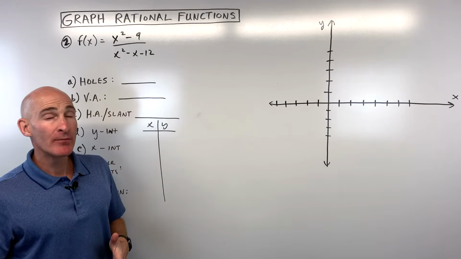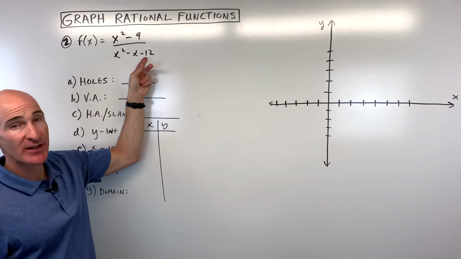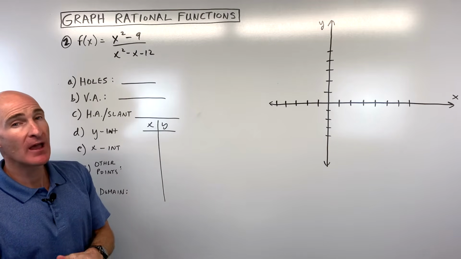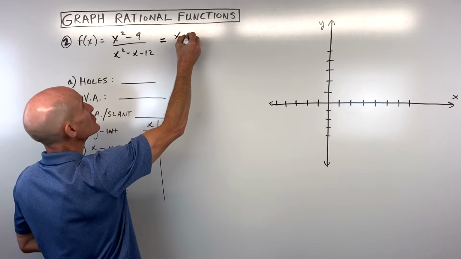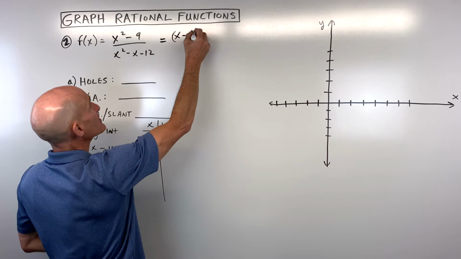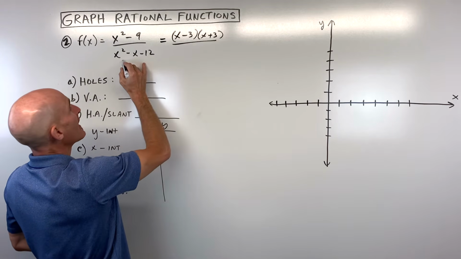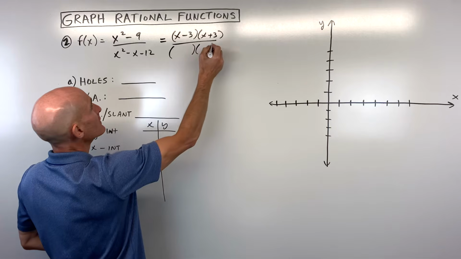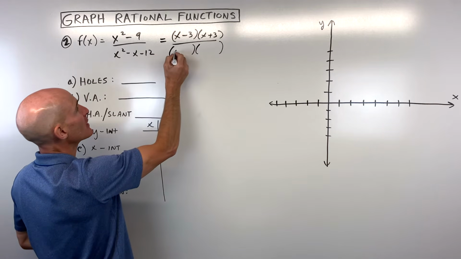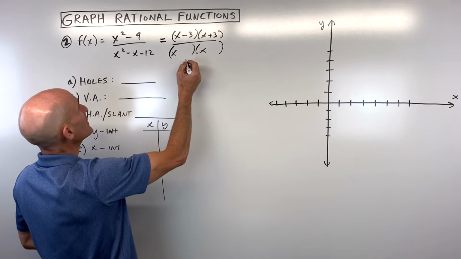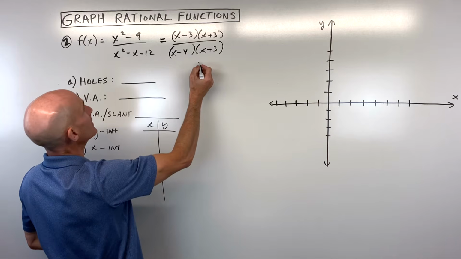Okay, now for example number 2, we've got x squared minus 9 over x squared minus x minus 12. So what's the first thing we want to do? We want to factor it as much as we can. So the numerator is the difference of two squares. So we factor that as x minus 3, x plus 3, a sum and difference pattern. The denominator is a trinomial with a leading coefficient of 1. So we say, what two numbers multiply to negative 12 but add to negative 1? That's going to be, let's see, minus 4 and plus 3.